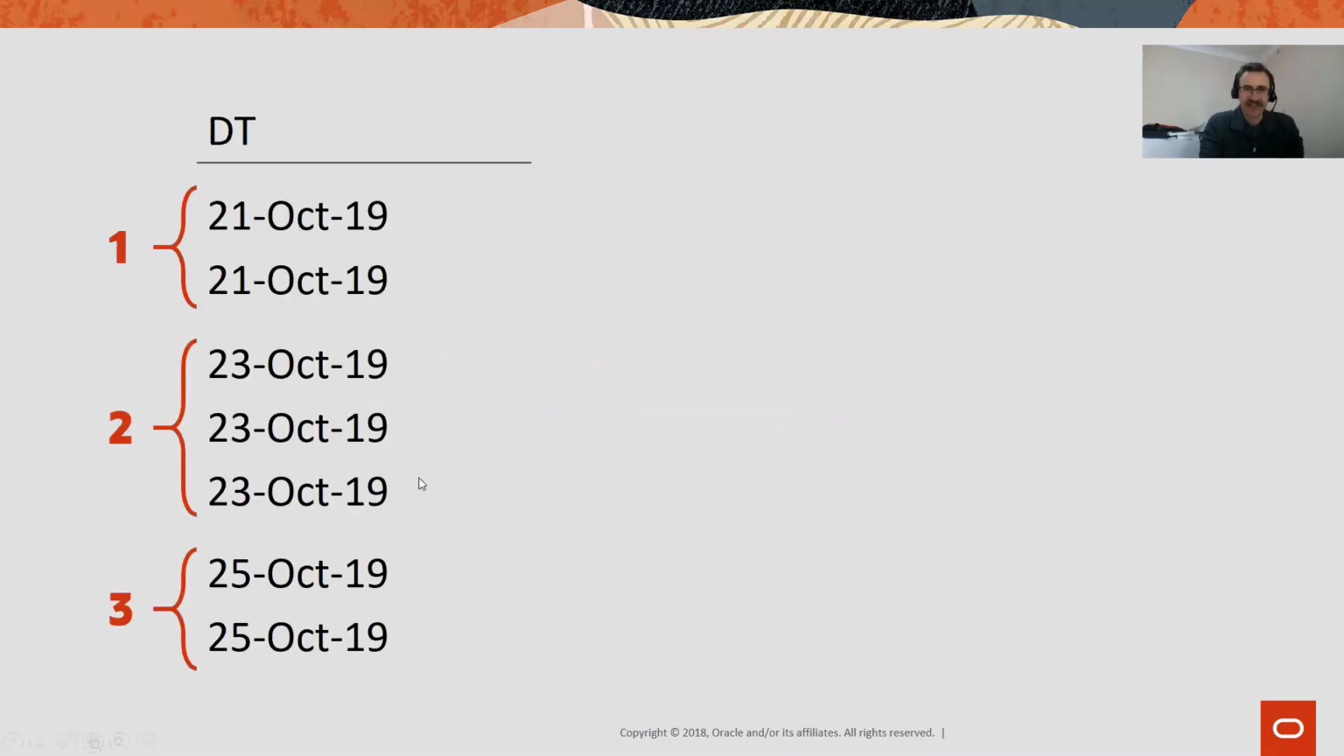I've got a whole bunch of rows here, and there are 3 groups. We've got one group where the values have the 21st of October, second group, 3 rows, 23rd, and the third group is the 25th of October. So 3 separate groups. Rows which have the same value for the sort key. So we're saying order by whatever this date is. Okay, so how do these things differ?